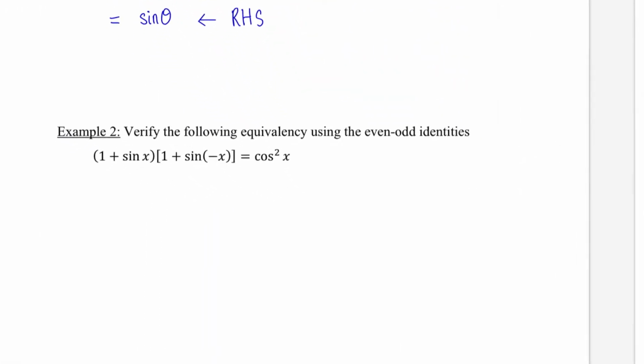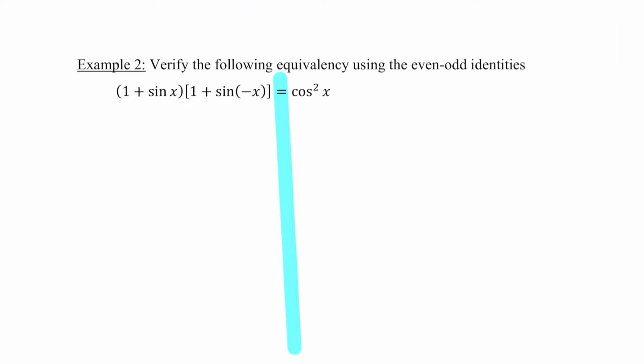Going back to the example here, I use my equal sign as a boundary. I have left-hand side and right-hand side. I am going to start with my left-hand side because it looks more complicated. It looks like I can have more information from using the left-hand side. I have 1 plus sine times 1 plus sine of negative x.